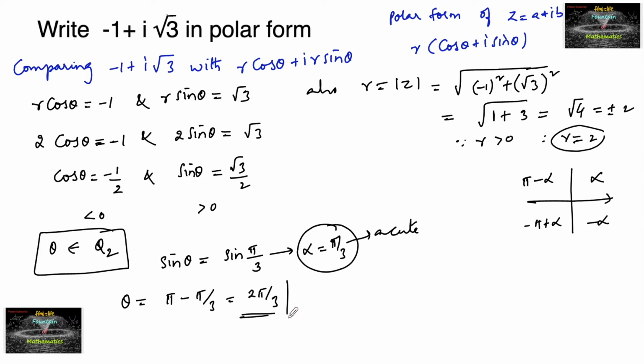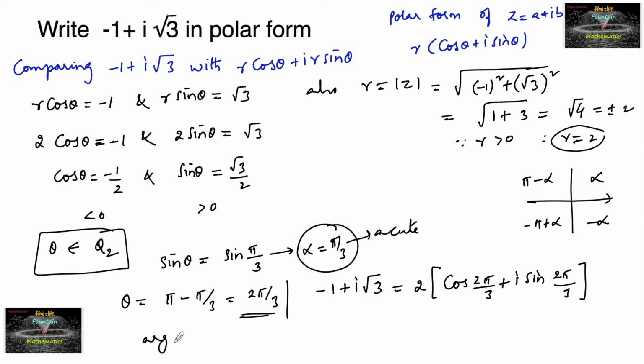Therefore the polar form we can write as minus 1 plus i root 3 is equal to r, where r is nothing but 2, times cos theta, that is cos of 2 pi by 3 plus i sin of 2 pi by 3. The argument of the complex number z is 2 pi by 3. So 2 times cos of 2 pi by 3 plus i sin 2 pi by 3 is the polar form. Okay, thank you.